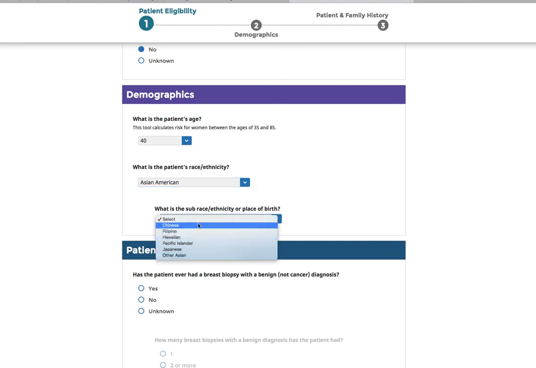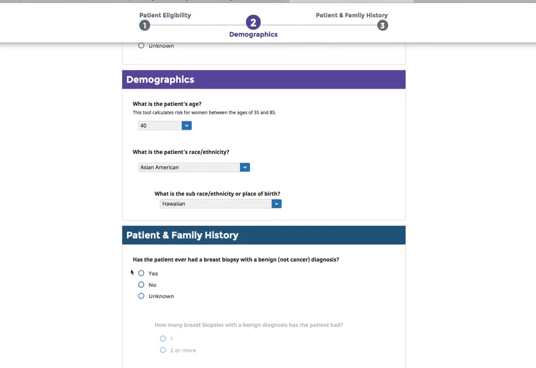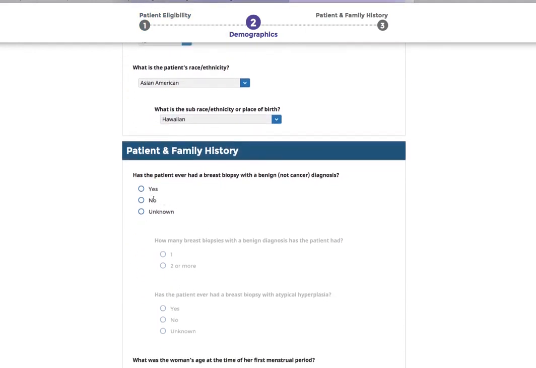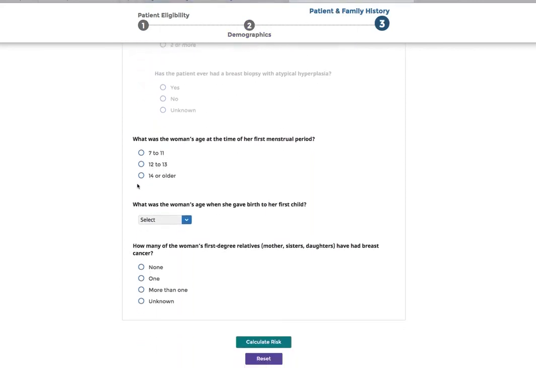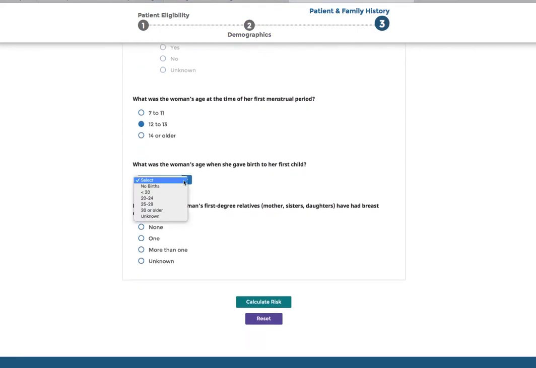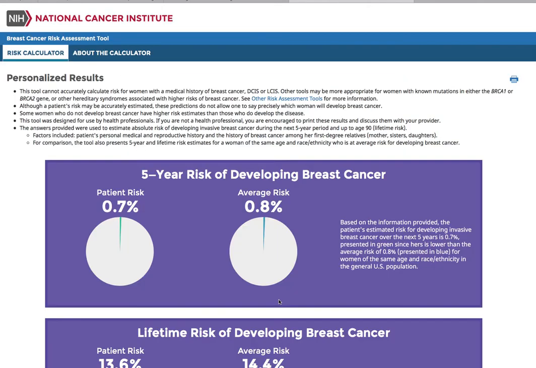Okay, so I would assume that there's a higher risk if you're also one of these. Let's do Hawaiian and see what happens. And then any previous breast biopsy, first menarche, first baby. That's a little young, so let's do that. And then first-degree relatives. Remember, mother, sisters, daughters. Grandmothers do not count. And the age of grandmothers too, because remember, age is one of the biggest determinants of developing breast cancer. So let's do none, put in that risk, and then we'll go back in and change that.